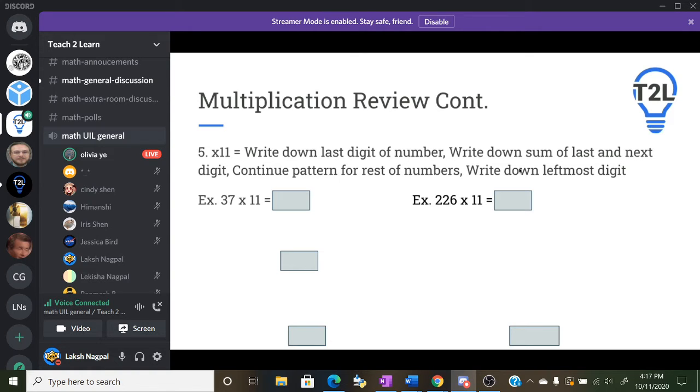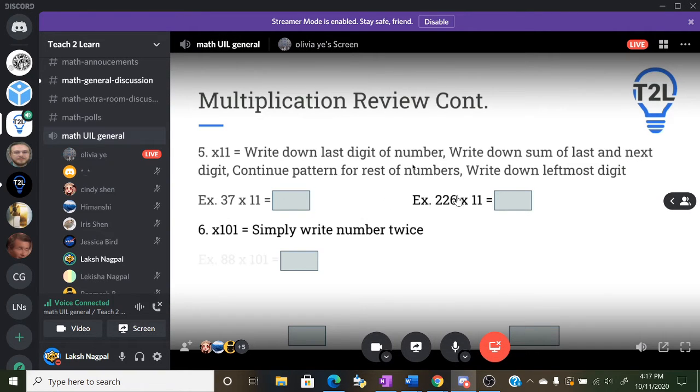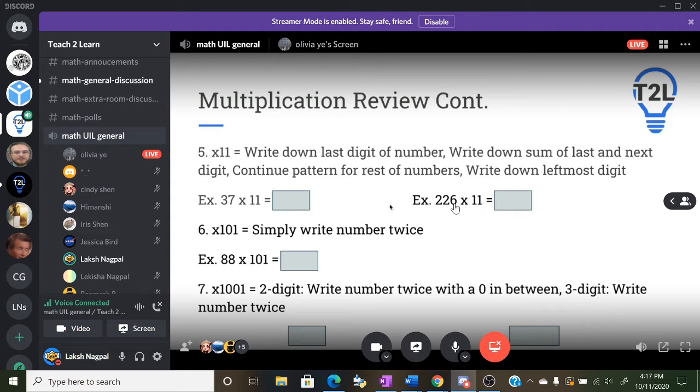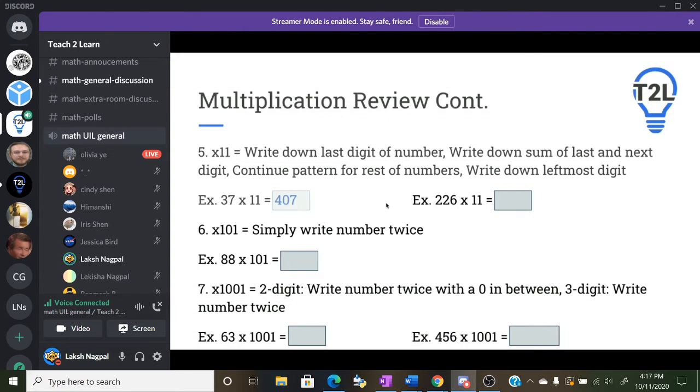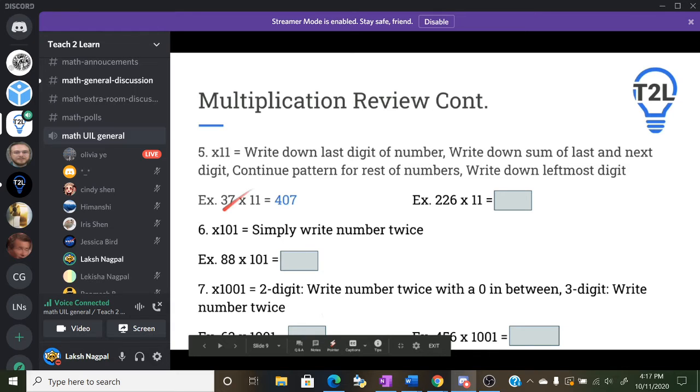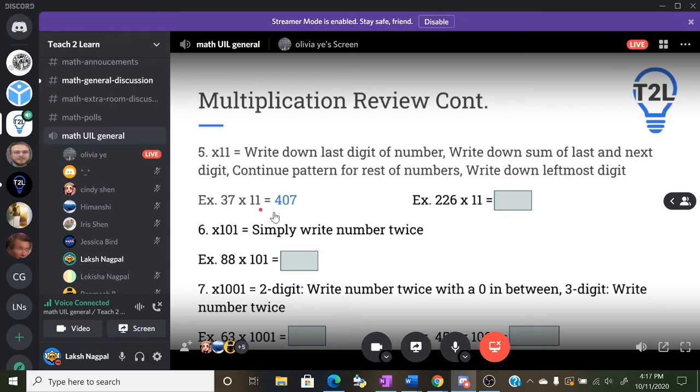So the first one, 37 times 11. Okay, yeah, so we'll go over this one, but then you guys can try example 2 for times 11. So for the first one, the answer is 407. What you first wanted to do was, since you're multiplying 37 by 11, first write down the 7, and that's your first step. And then you just take the sum of the first number, so 7, plus the number next to it in this case. So that would just be 3 plus 7.